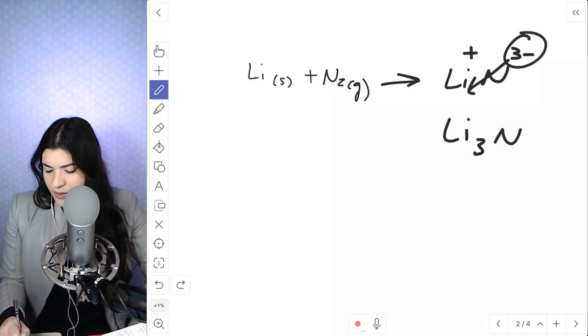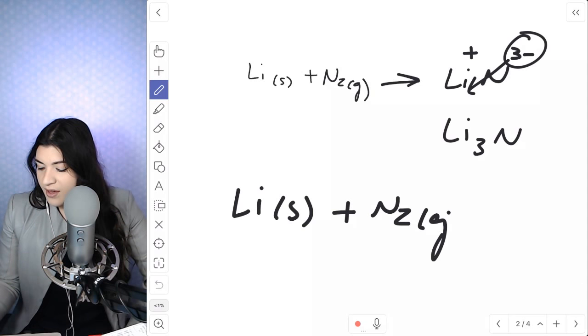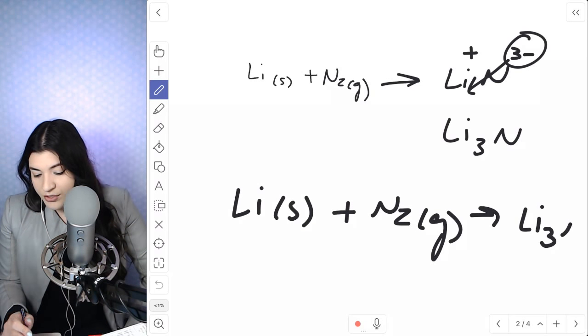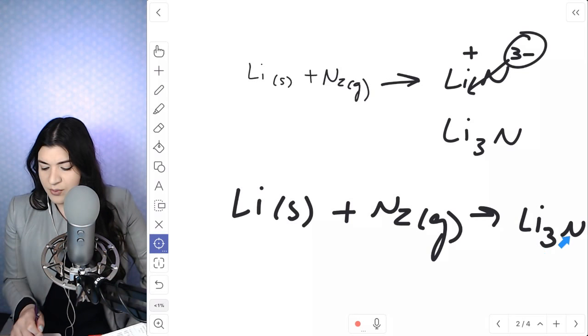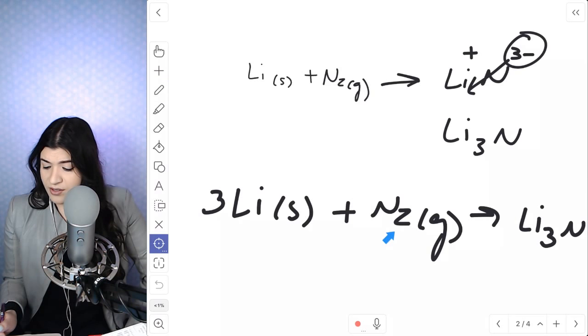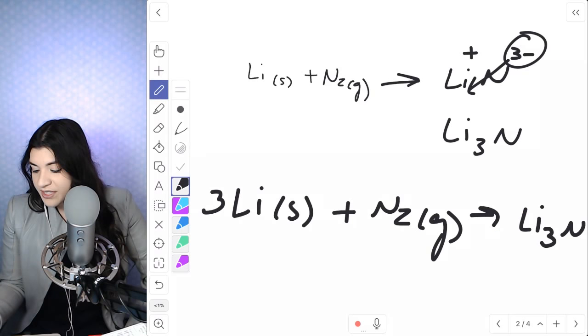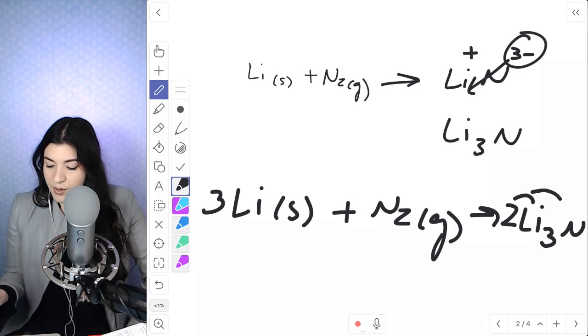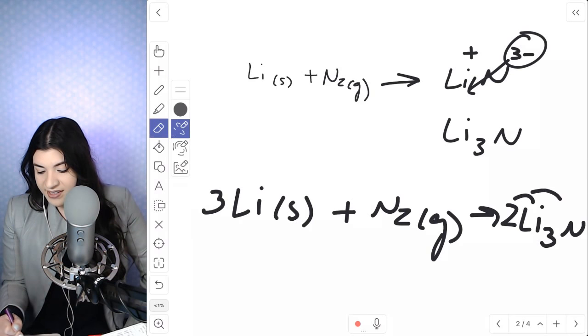So real quick, this is what our overall equation would look like, and then we'll balance this out. I'll start with lithium, and we see that lithium has 3 on the product side, so we need to put a 3 on the reactant side. And then nitrogen has a 2 on the reactant side, so we need 2 more on the product side. That changes the amount of lithium to 6, because 2 times 3. So I'm going to go back to the reactant side, erase that 3 and change it to a 6.